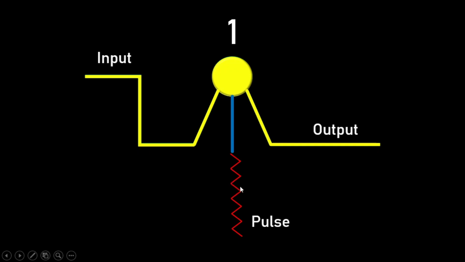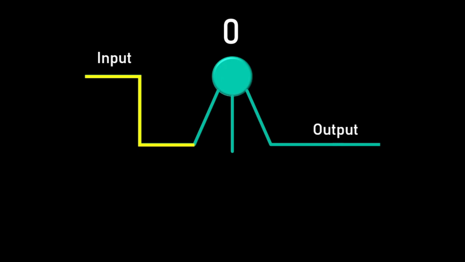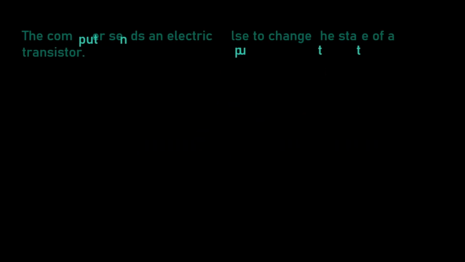This pulse is being provided by the computer, and as long as this pulse is being provided, the transistor remains in one state. However, as soon as the computer turns off the pulse, the transistor switches back to a zero state. In this way, by controlling the pulse on the control wire, the transistor is either turned on or off by the computer. The computer sends an electric pulse to change the state of a transistor.